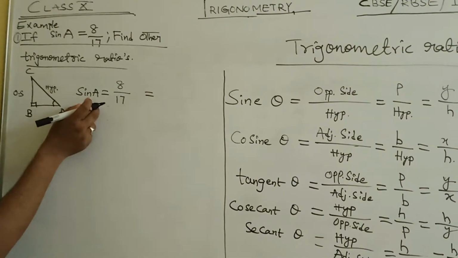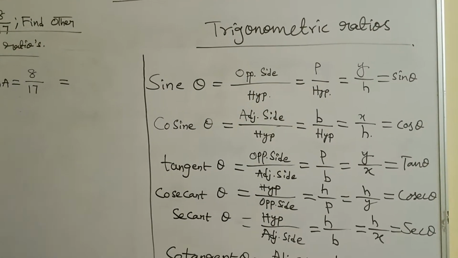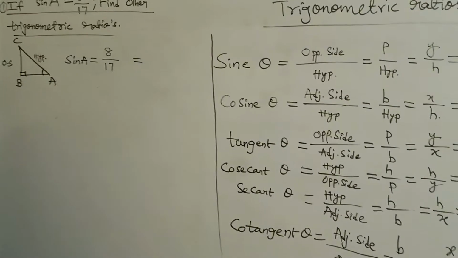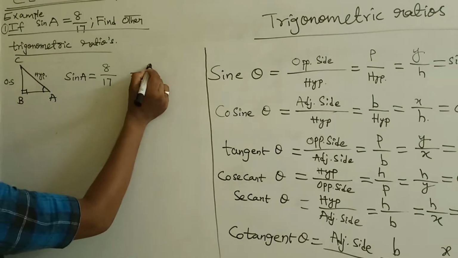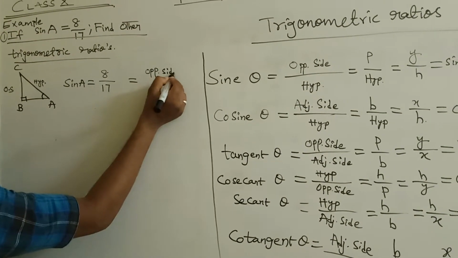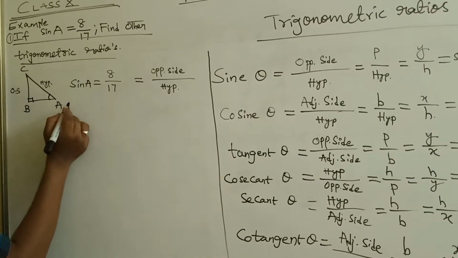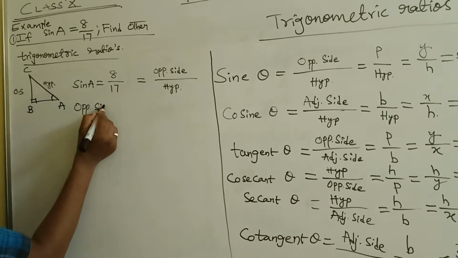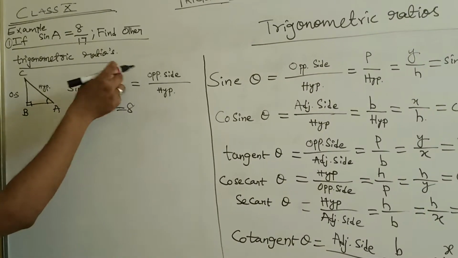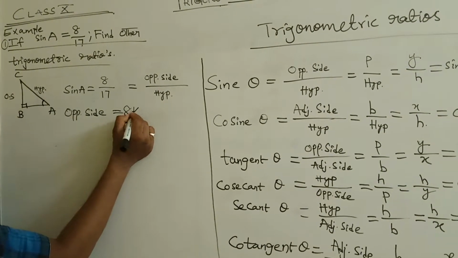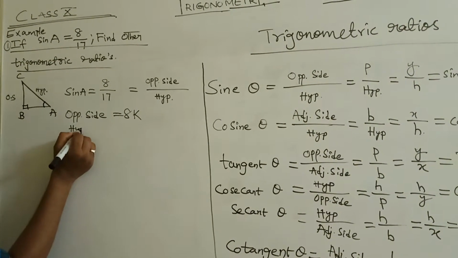So you know the ratio of sine A. What is the sine theta formula? Check carefully. Perpendicular upon hypotenuse, that is nothing but opposite side upon hypotenuse. Now what is the opposite side here? 8. But we cannot write 8 directly, we need to take some constant. Let me take the opposite side as 8k. Same method now, your hypotenuse is nothing but what?